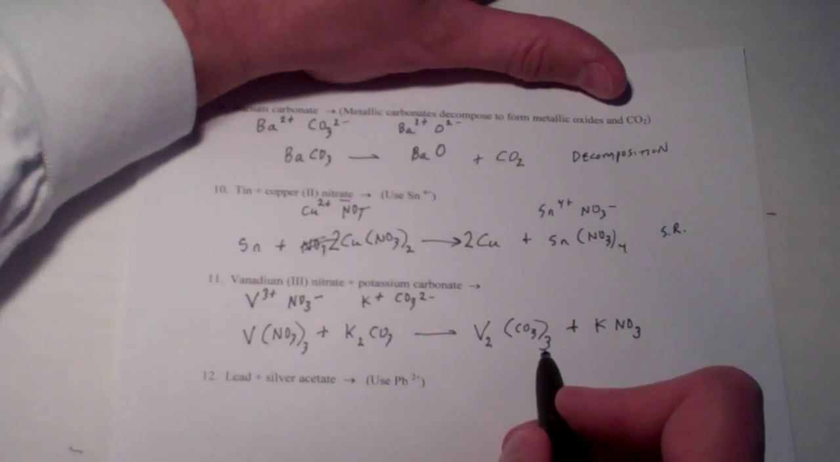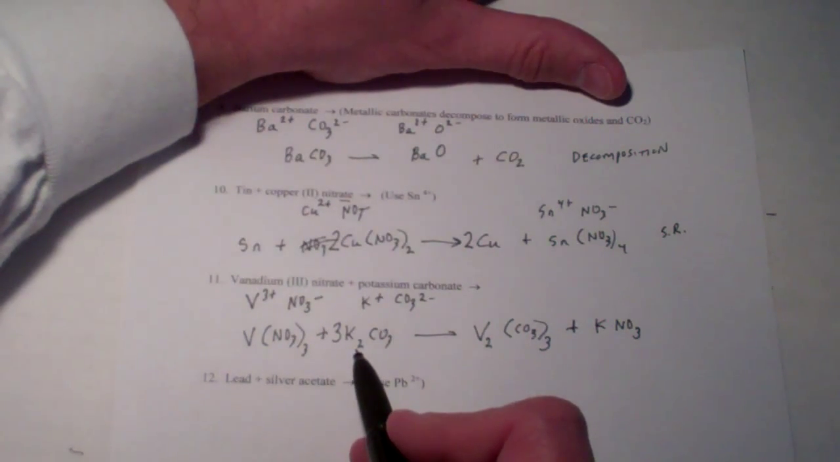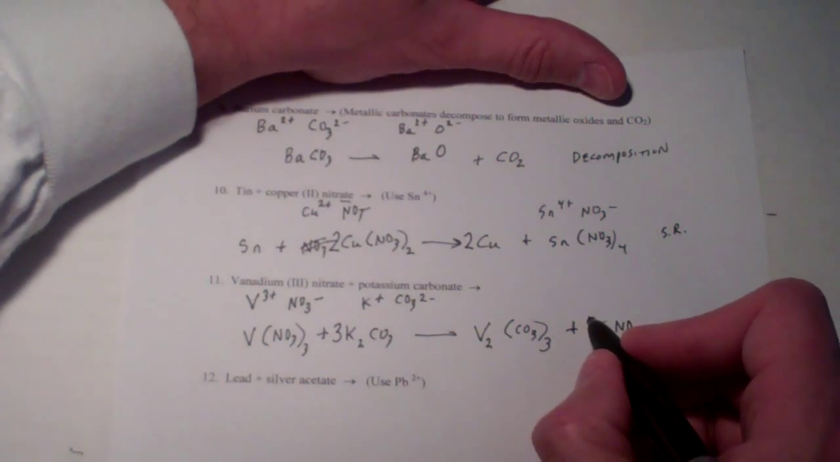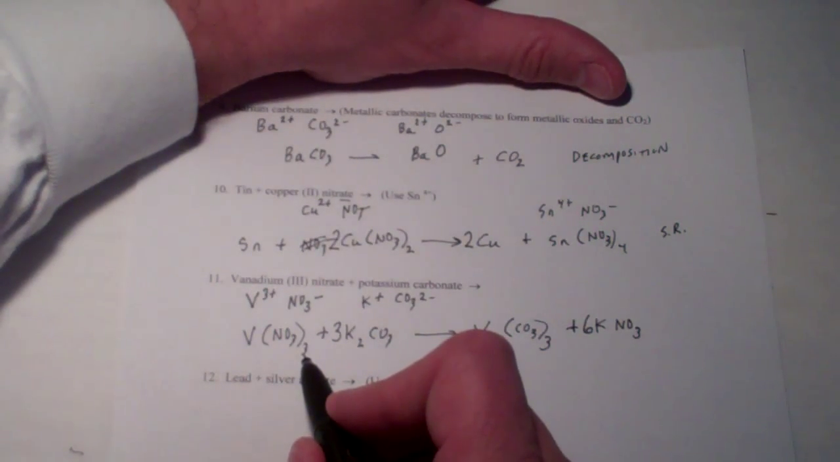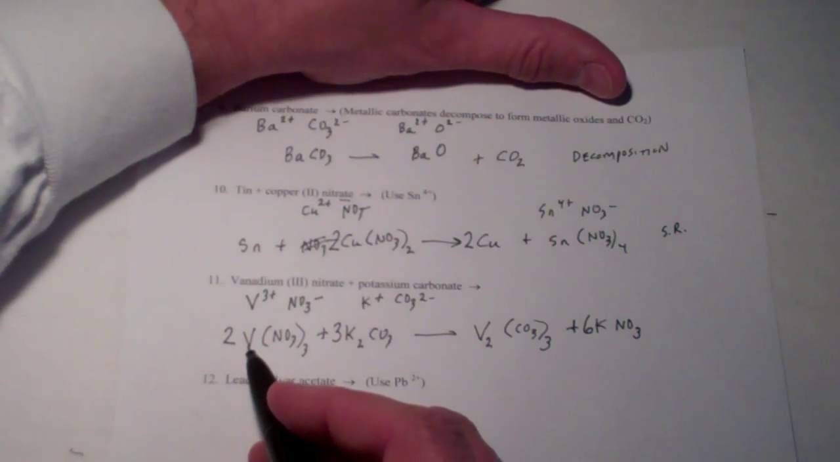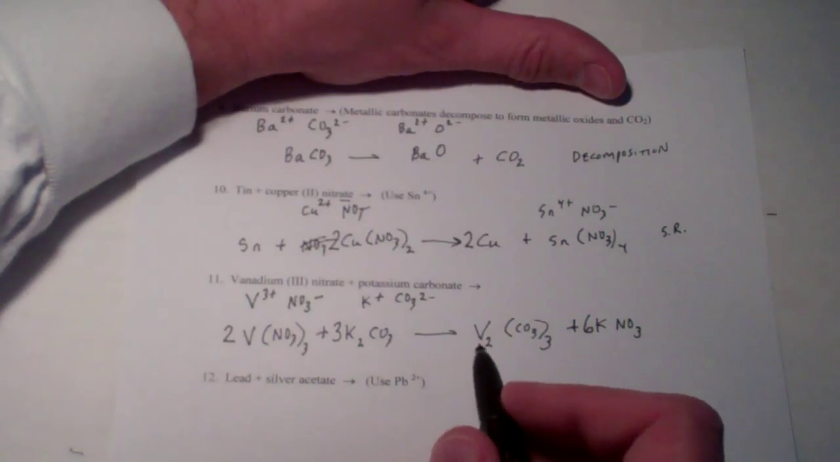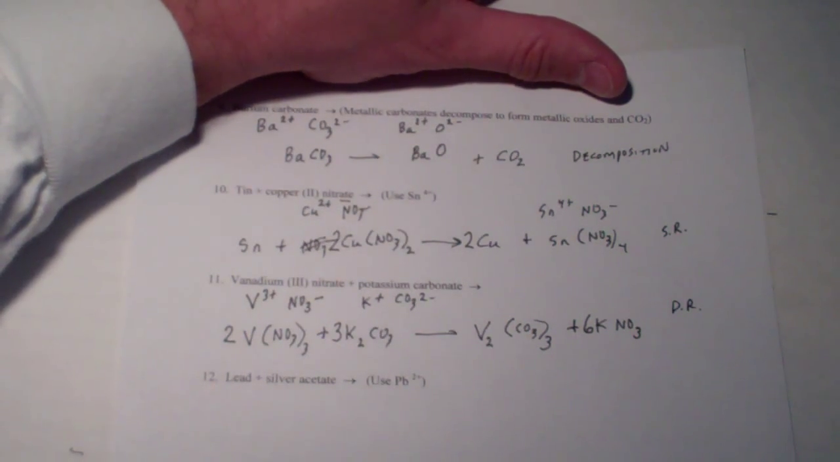Alrighty, to balance this, looks like I need 3 carbonates, so I'm going to put a 3 there. I need 6 potassiums, so I'm going to put a 6 here. Now that gives me 6 nitrates. I have 3 over here, so I'm going to put a 2 in front of vanadium 3 nitrate. That gives me the 2 vanadiums required to balance. Once again, that was an example of a double replacement reaction.